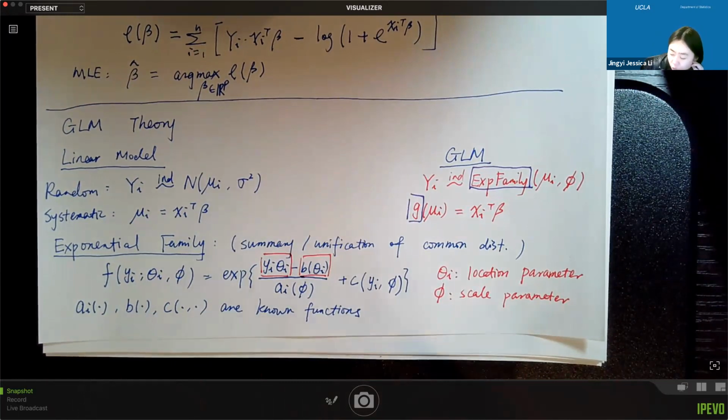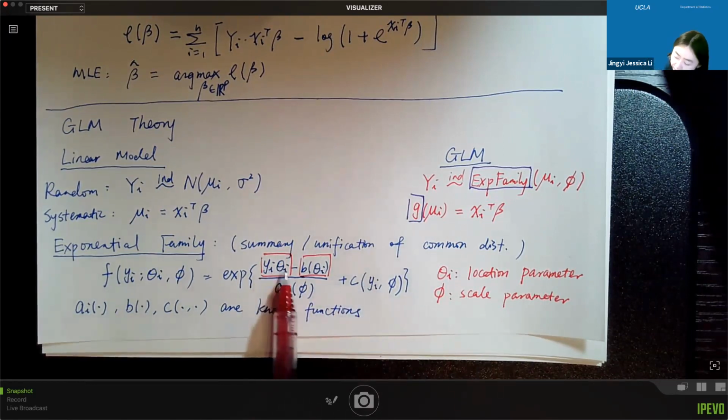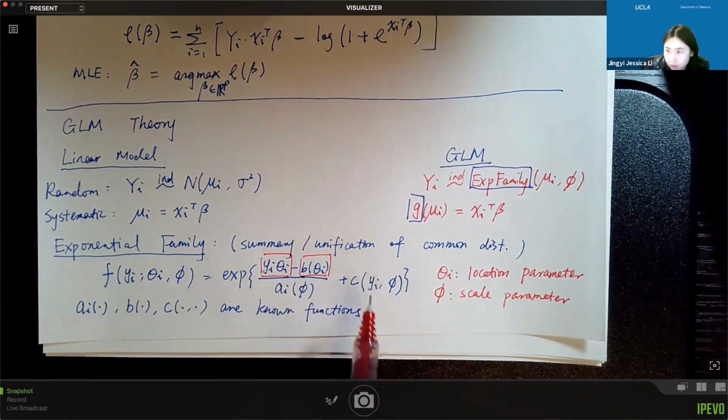So when we are under the one parameter exponential family, we can ignore the denominator, because phi is not needed. We only have yi multiplying theta i, a term as a function of theta i alone, and another term which is about yi alone. So for one parameter, it has a simpler form, yi times theta i minus b of theta i plus c of yi. And for the two parameter family, we have the phi here and phi here. But phi is not interacting with yi.